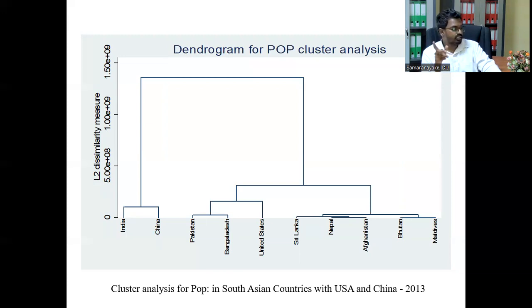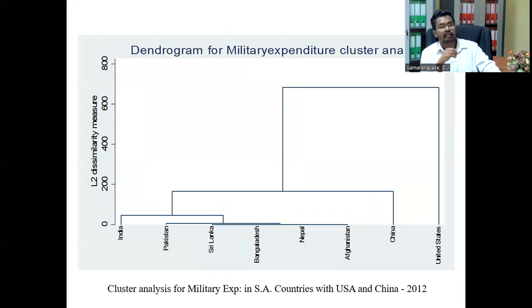And then this is about population. In this case we include the US and China also, and when it comes to population, of course, the strength is with India and China. So they were in a separate cluster, and the US is in with Bangladesh and Pakistan, and the other countries are in another package. Depending on the population, we can see such an analysis, right? And the next thing is military expenditure, right? When it comes to military expenditure, the US is still far beyond China, right?